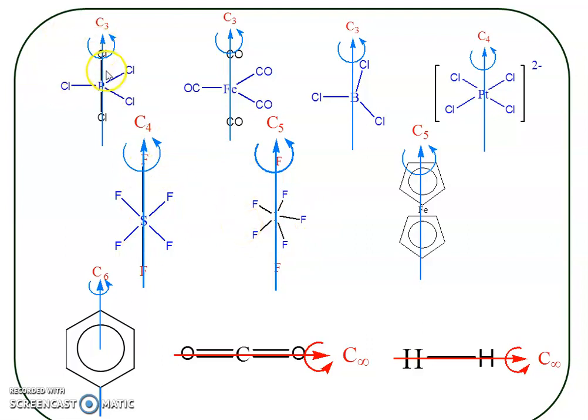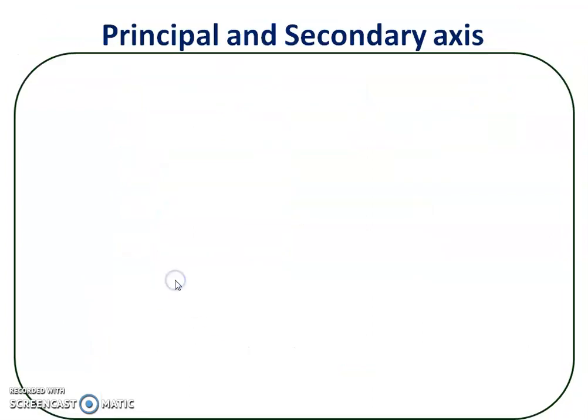In this way, when after rotating the molecule 3 times with angle 120 degree, we get an identical structure, then the resulting molecule may contain a C3 axis. It is present in phosphorus pentachloride. Similarly, a C3 axis is present in iron carbonyl. So this can be C4, C5, C6 or C infinity. So these are the proper rotational axes, and we discussed the details about this in the last lecture.